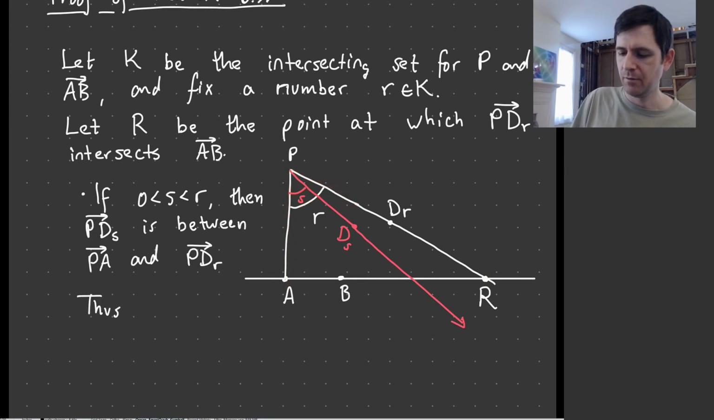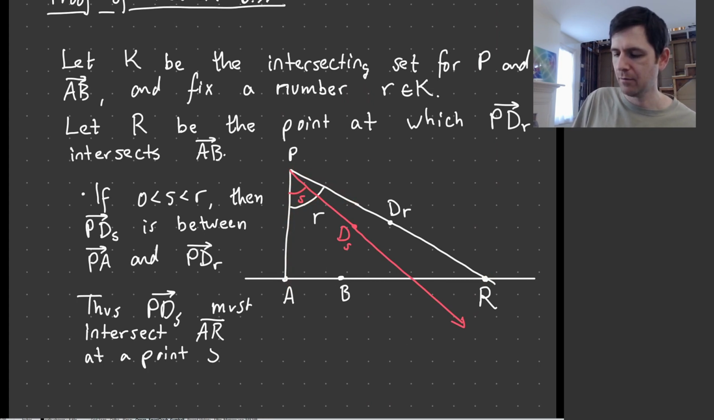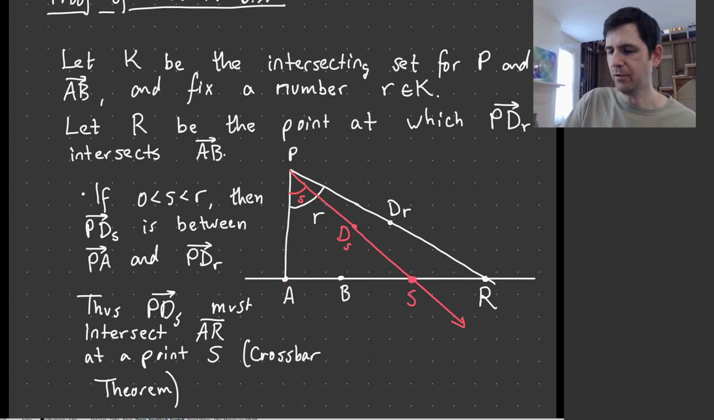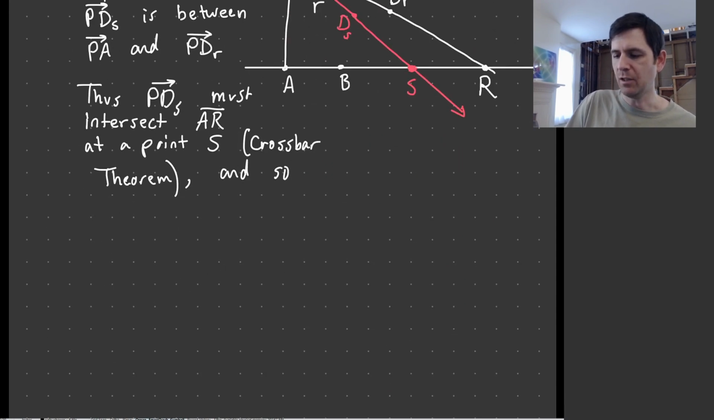So then PDS must intersect AR at a point S. This is by the crossbar theorem. So there's some point S here where it intersects. And so this means, by definition, that S is in K.